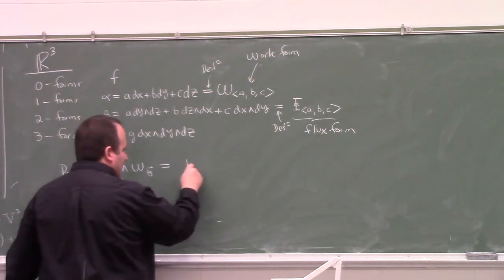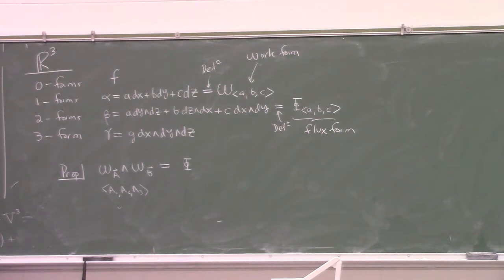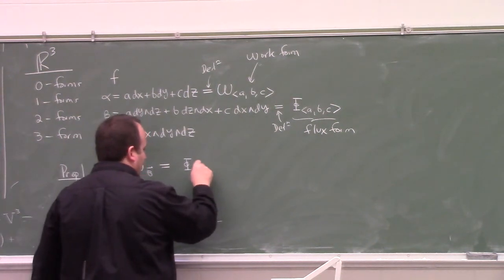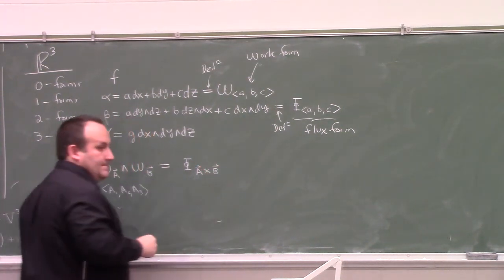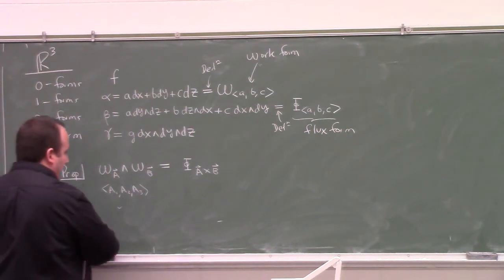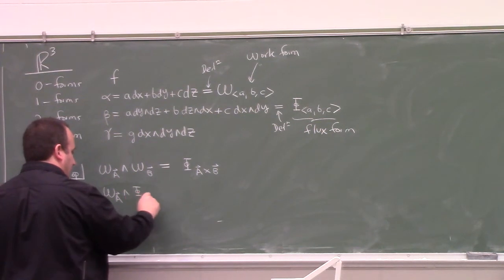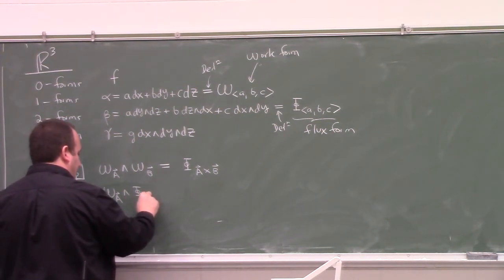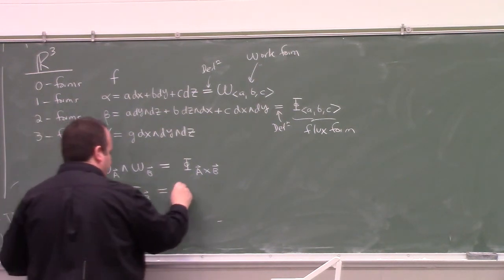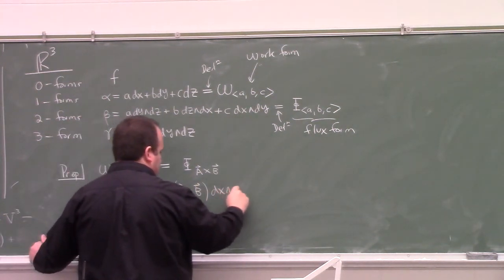But guess what? This is the flux form of what? It's the flux form of the vector A cross B. In fact, that's what happens. If you take the work form of A wedge the flux form of, let's say, B, what you get is A dot B dx wedge dy wedge dz.